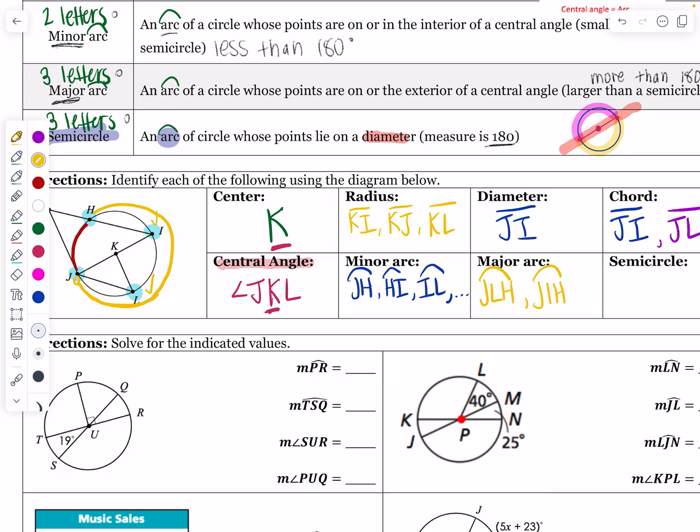So for major arcs, we need at least 3 letters. We need 3 letters to show the direction you're going in. Starting at J, going through L, stopping at H.